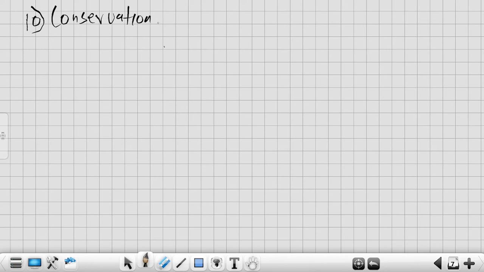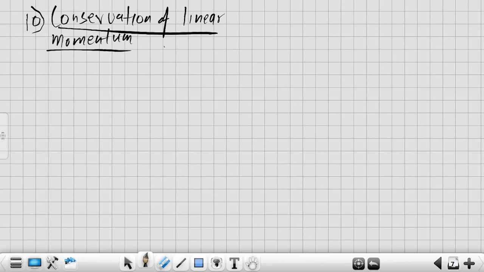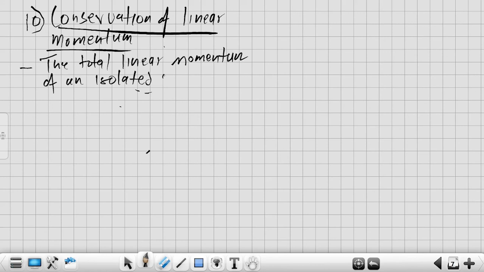Conservation of linear momentum. The expectation here is that we should be able to state the conservation, which basically says the total linear momentum of an isolated system remains constant.